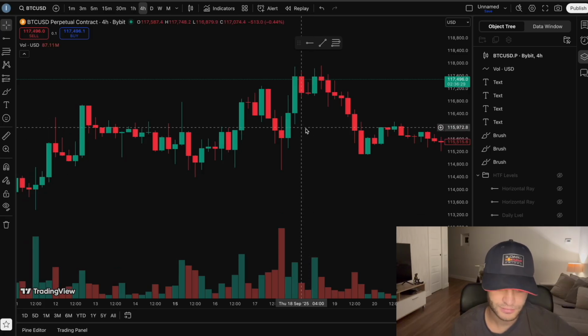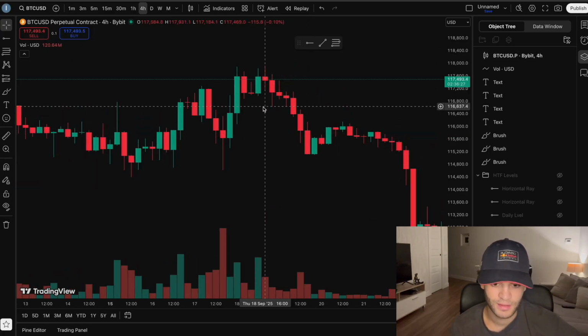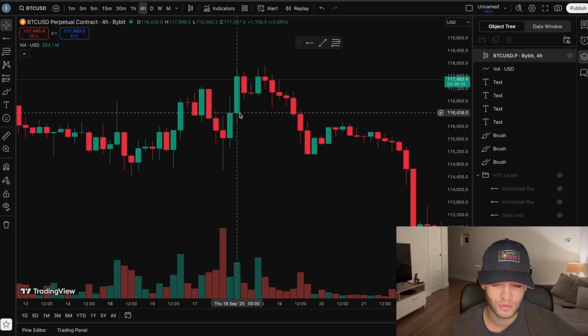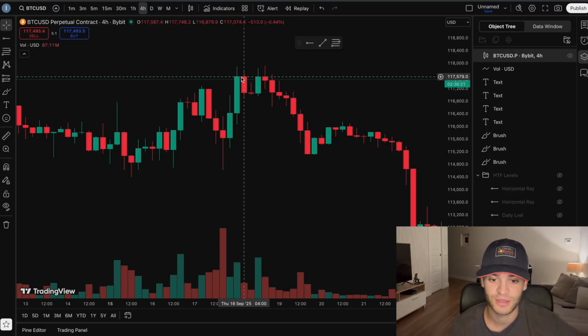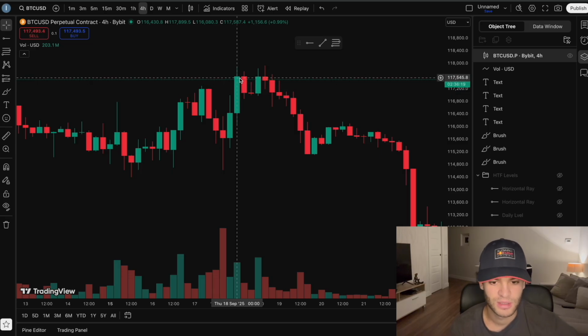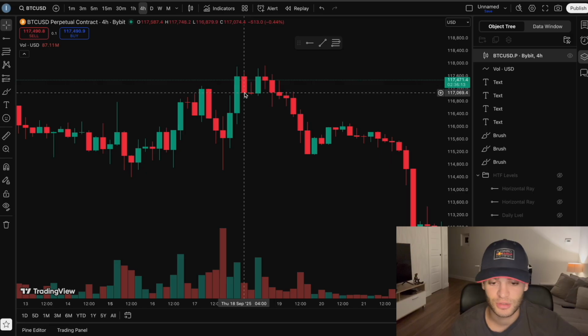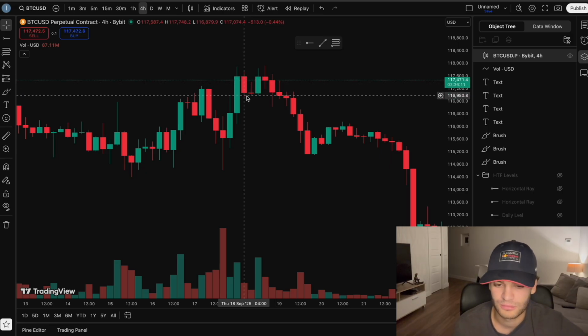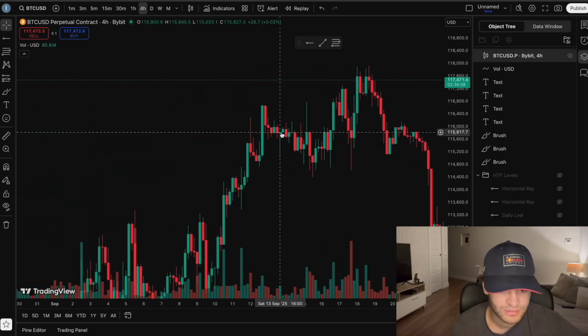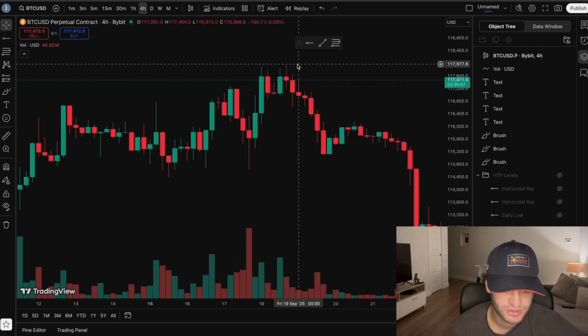Okay? Of course, if the open is lower than the close, that means that the price closed higher, you get a green candle. And if the open is higher than the close, that means that you obviously have a red candle. So that's pretty much it. This is all you need to know.